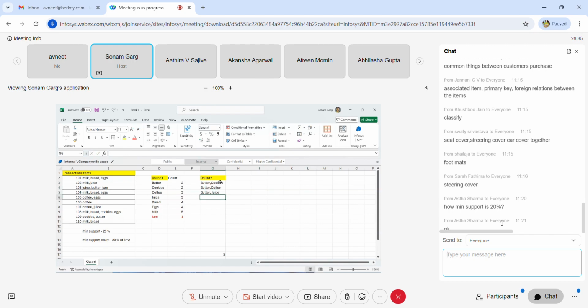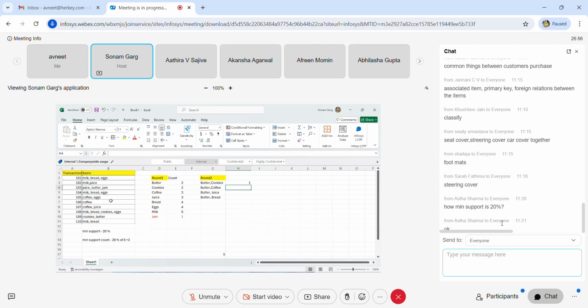Next, take butter with bread. This is what we were doing manually, visually, when I asked you this question. The algorithm will do the same thing, but in a predefined step. Now check how many times butter and cookies were coming together. Butter cookies together, cookies and butter. Only one time it was coming.